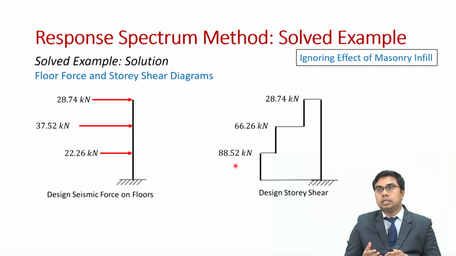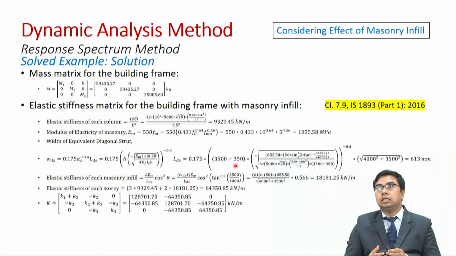We will repeat the same process while considering the effect of masonry infill. Now, when we consider the masonry infill effect, the stiffness of the building frame will change, while the mass matrix remains the same, because the mass matrix always considers the presence of infill walls, but the effect of masonry infill is now being considered in the stiffness matrix as well.